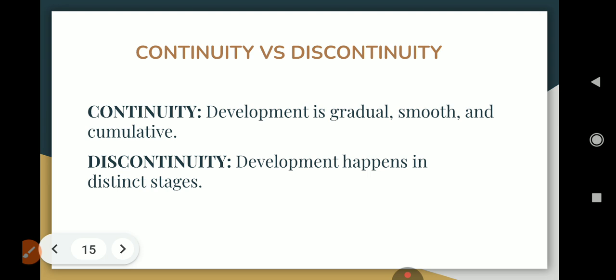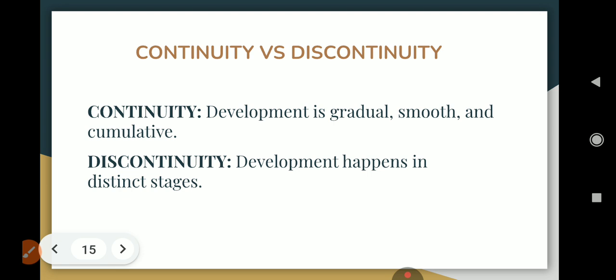If you take discontinuity, development happens in distinct changes. Each stage is qualitatively different from the previous one. It is like an abrupt change. The previous stage and the present stage will have an abrupt change. That is what discontinuity means. Sudden shifts or leaps in thinking or behavior occur.